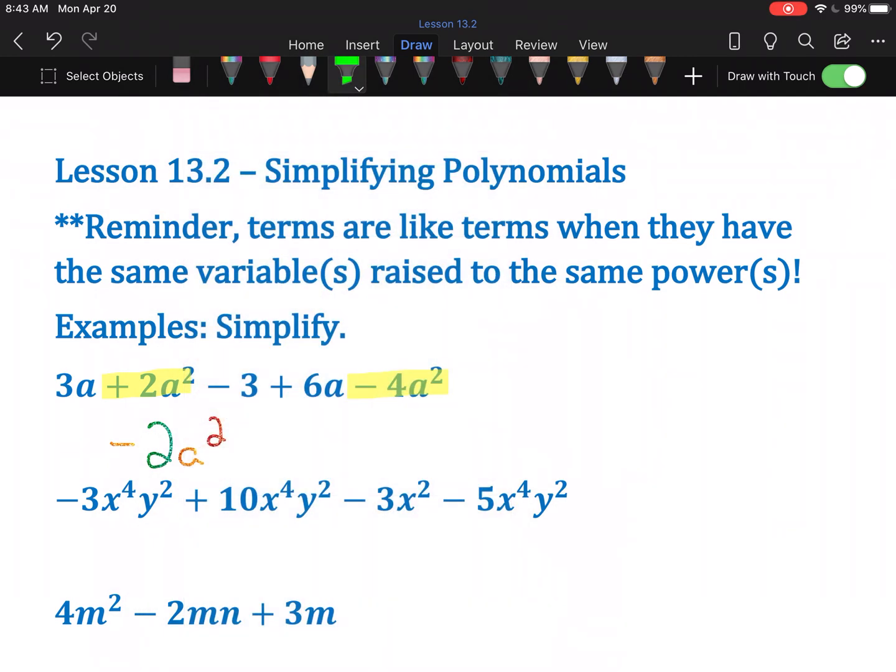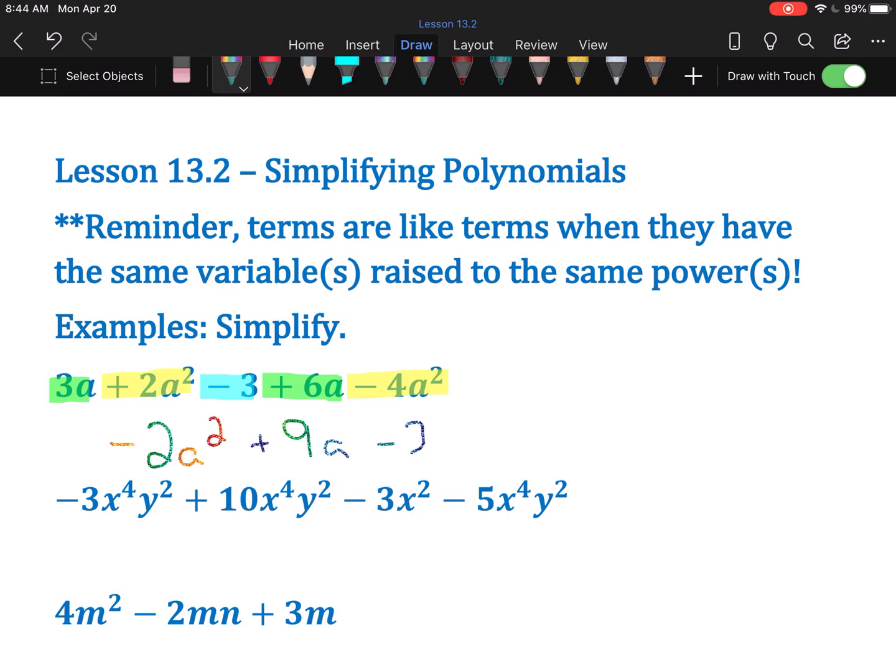Let's move down from a squareds to just a's. We have a 3a at the beginning of the problem and a positive 6a later in the problem. 3a plus 6a is positive 9a. And then as far as things that don't even have a go, there's just this minus 3 hanging out in the middle of the problem, and he's now going to live on the end.